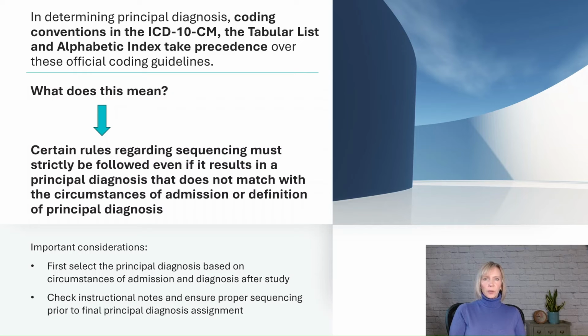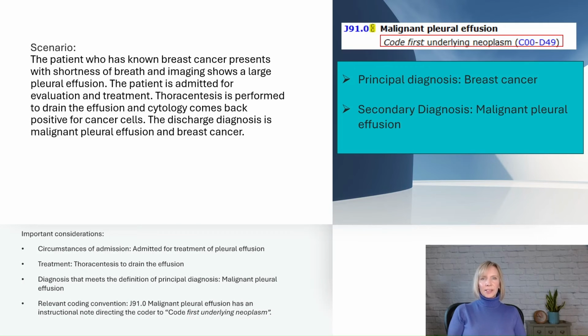In order to do this, we must first select the principal diagnosis based on circumstances of admission and diagnosis after study, and then check for any instructional notes to ensure proper sequencing prior to final principal diagnosis assignment. Let's look at a scenario that demonstrates how coding conventions can influence the principal diagnosis selection.